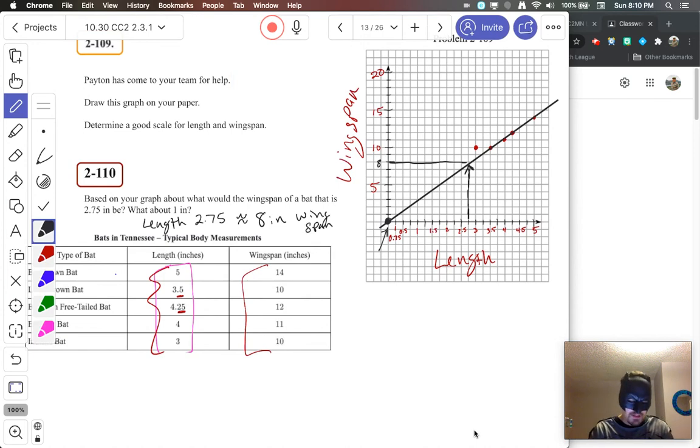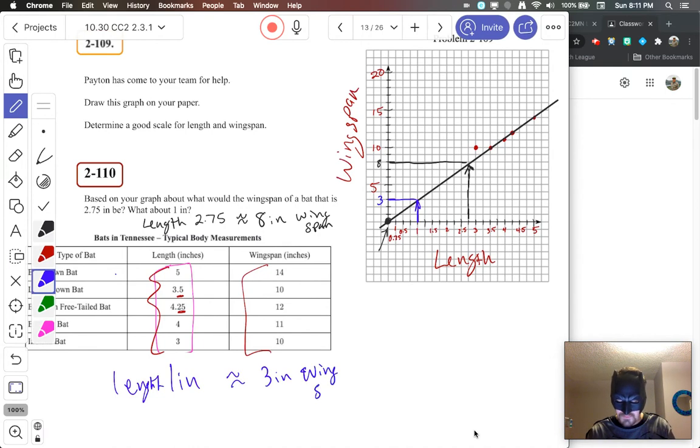All right. Let's do the same thing for 1. For 1 here, if we follow the 1 up, it looks like it would meet right about at 1, 2, 3. All right. And so 1 inch length is approximately 3 inches in wingspan.